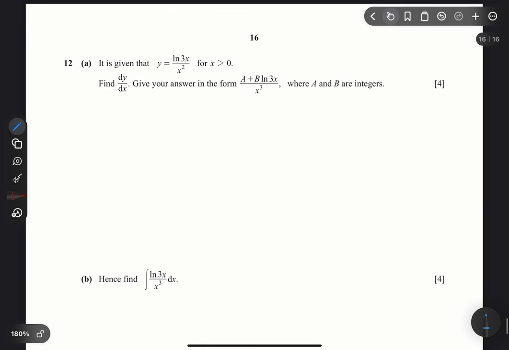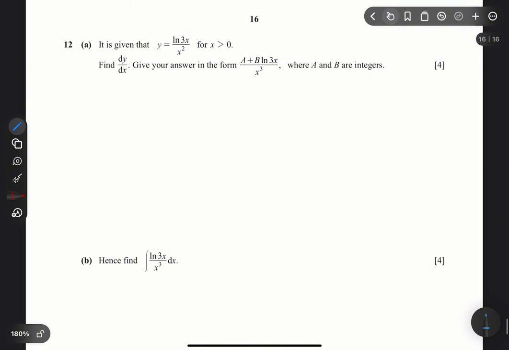Okay, last question, question 12. It is given that this equation is x larger than 0. Find the differentiation. Give your answer in this form where a and b are integers. So firstly, you just differentiate this equation first. This is the chain rule, by the way.